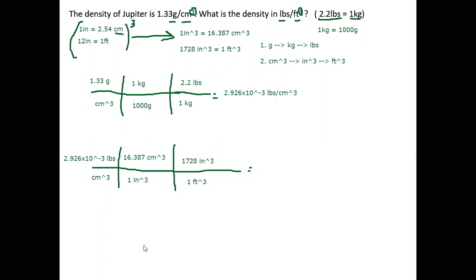And you'll notice that everything cancels but feet cubed on the bottom. So now we have pounds per foot cubed. So again, you multiply everything on top, you divide by what's on the bottom. And luckily on the bottom is all ones. So the calculator gives me this.